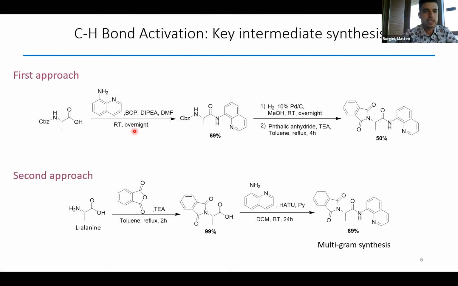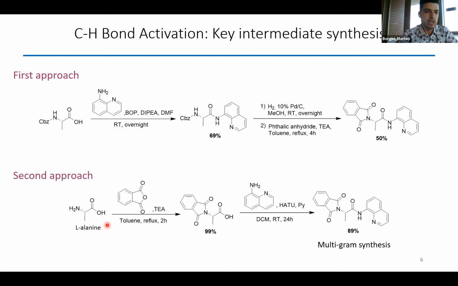So our first approach in the synthesis of this key intermediate started with the protected L-isoleucine, which was coupled with the aminoquinoline using this condition. And then the CBZ group was deprotected, and the amine group was reprotected as a phthalimide. But unfortunately, we weren't able to scale this approach because it has some drawbacks in the deprotection step as well as in the final purification.